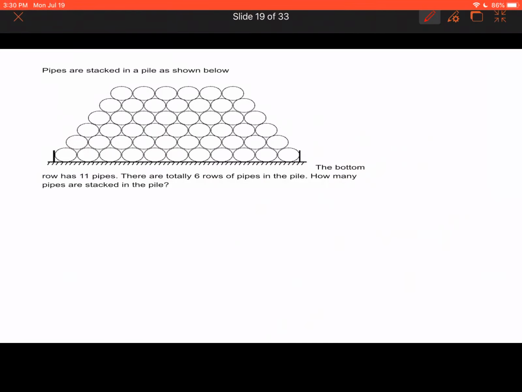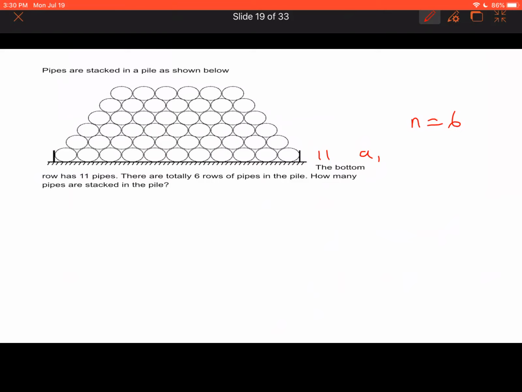Okay, here pipes are stacked in a pile as shown below. The bottom row has 11 pipes. There are totally 6 rows of pipes in the pile. How many pipes are stacked in the pile? So here it is given that A1, that is the last row, is 11, and there are going to be 6 rows, that is also given.